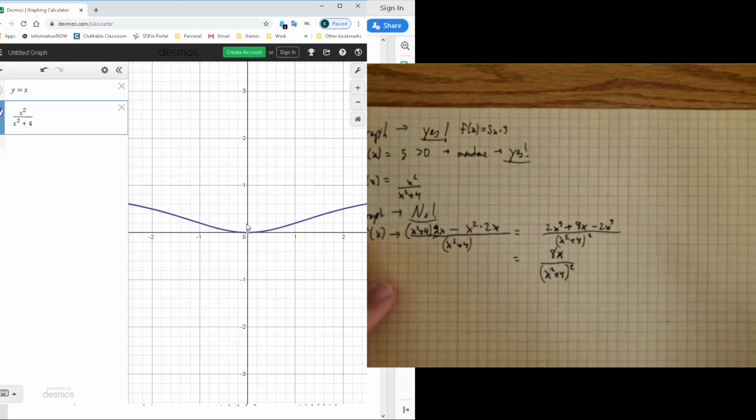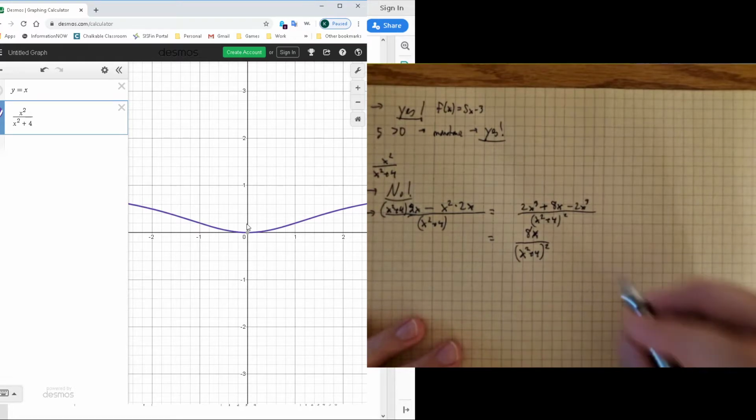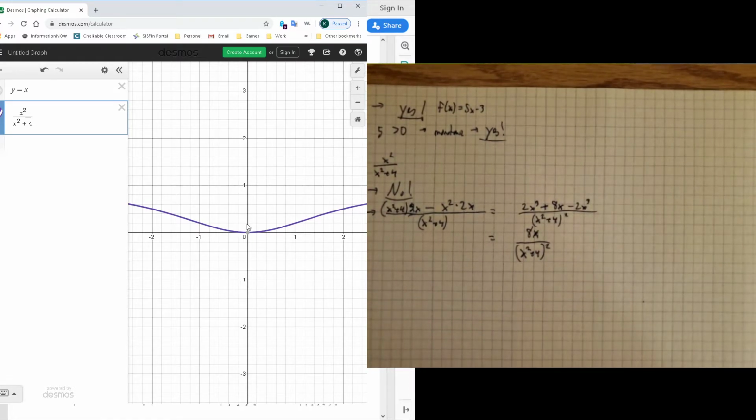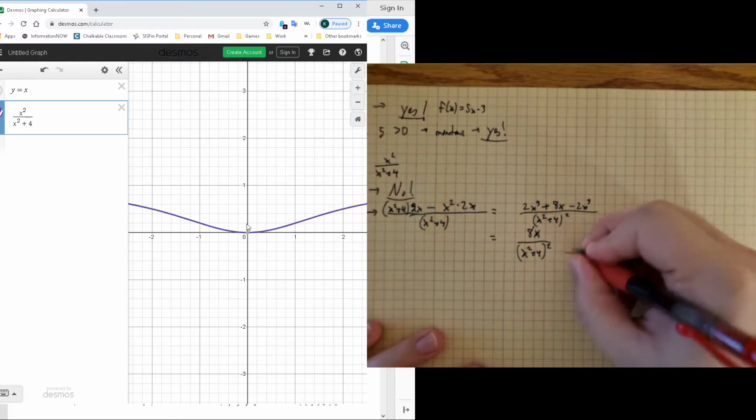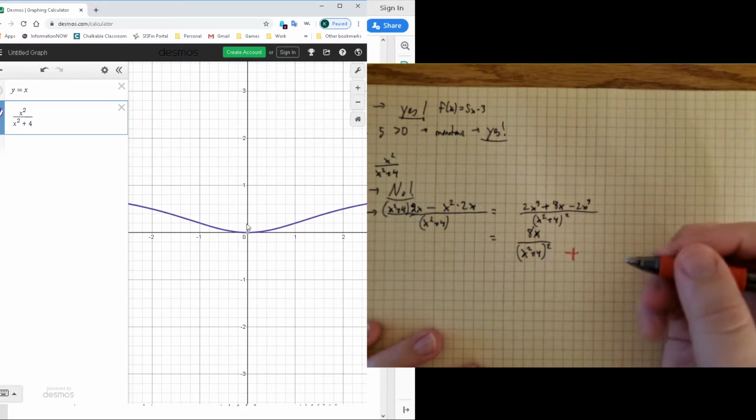To determine monotonic, I need to determine if this is always bigger than 0 or always less than 0. And it turns out it isn't monotonic. The reason is that the bottom will always be positive because it's something being squared. It's a real number being squared, so it's always going to be positive.